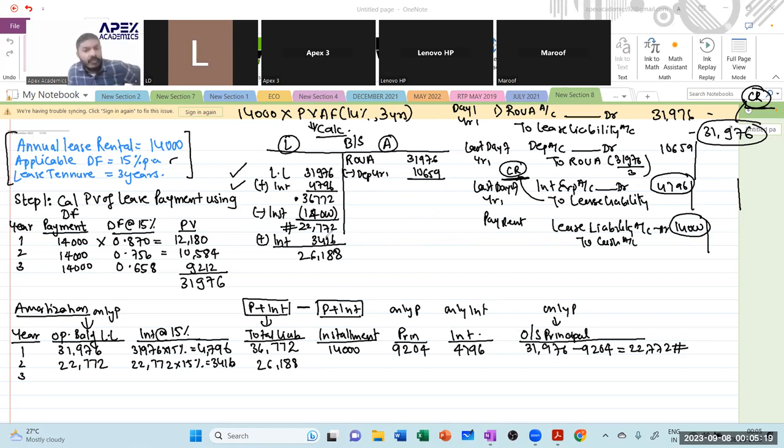My dear friend, have you increased the liability value? Yes. Have you indirectly passed the entry: interest expense account debit to lease liability for the amount 3,416? Correct? Yes. What is the installment you are paying? 14,000. Out of this 14,000, how much is your interest, Haripriya? 3,416. 14,000 minus 3,416. What is your principal? 10,580.